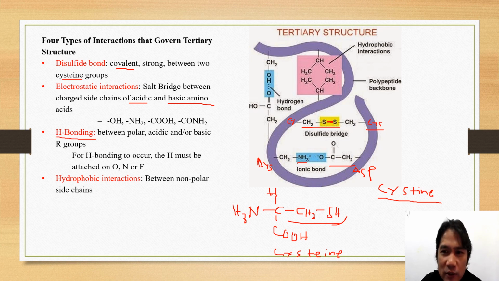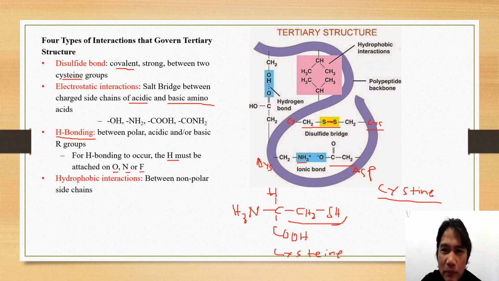Okay, hydrogen bonding, as I said earlier, this happens between the hydrogen atom and the atom that this is attracted to: either fluorine, oxygen, or nitrogen. So for hydrogen bonding to occur, the hydrogen must be attached. Actually, must be attracted. Let's say must be attracted, not necessarily attached. Okay, must be attracted to the oxygen, nitrogen, or fluorine.